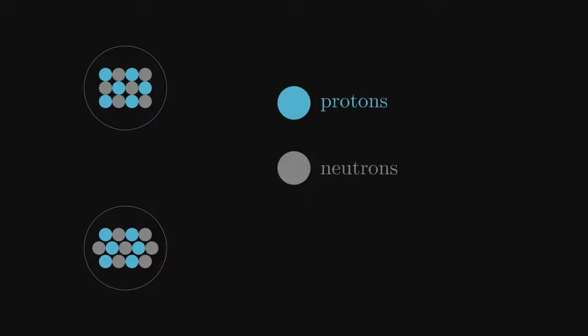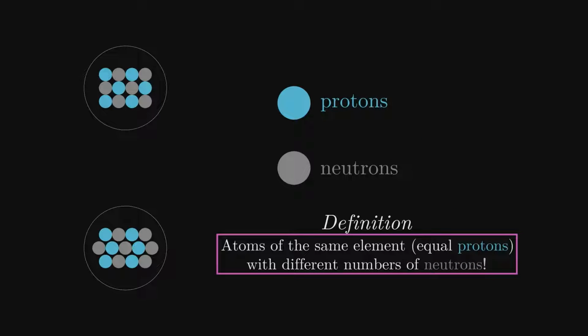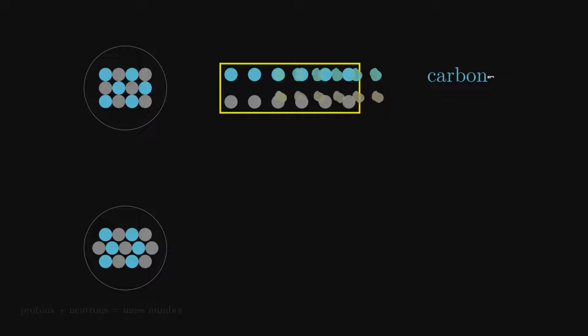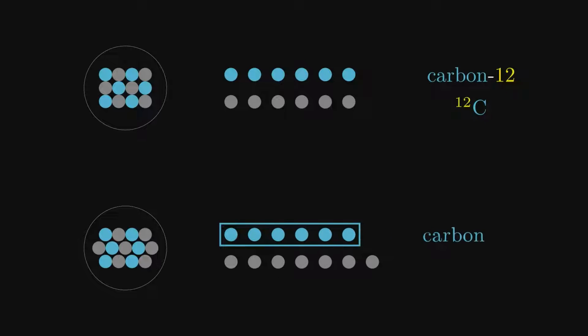Second, by definition, isotopes are atoms of the same element with different numbers of neutrons. So by counting the particles in the nucleus of an atom, we can identify the isotope. With 6 protons, the element is carbon, and with 6 neutrons, we have its most common isotope, carbon-12. This means the isotope that has 7 neutrons is called carbon-13.